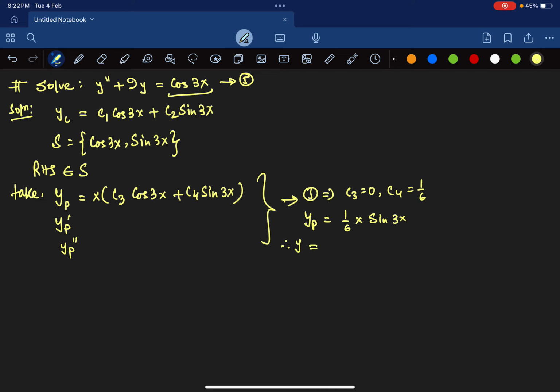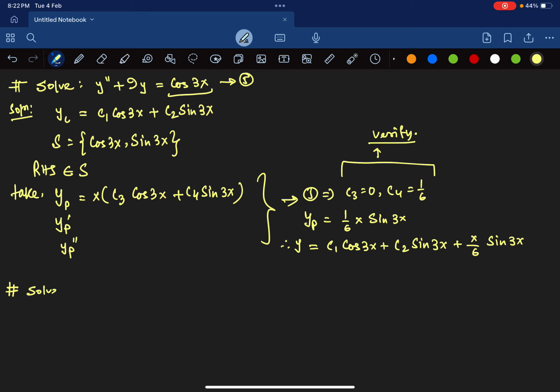So all together the solution looks like c1 cos 3x plus c2 sine 3x plus x by 6 sine 3x. This calculation part you can verify. Okay. Now this is one type of question, and another type is the combination. Okay, another type is the combination part.